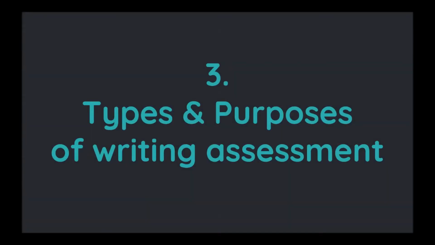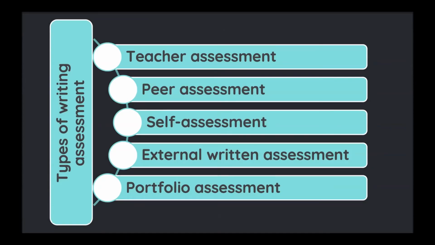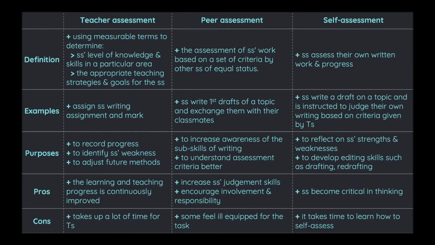So that's the definition. Third, we've got the types and the purposes of writing assessment. So there are 5 types of writing assessment: teacher assessment, peer assessment, self-assessment, external written assessment, and portfolio assessment. First, we'll get into the 3 types that are pretty familiar in Vietnamese high school. Teacher assessment is basically using measurable terms to determine the student's level of knowledge and skills in a particular area, and the appropriate teaching strategies and goals for the students.